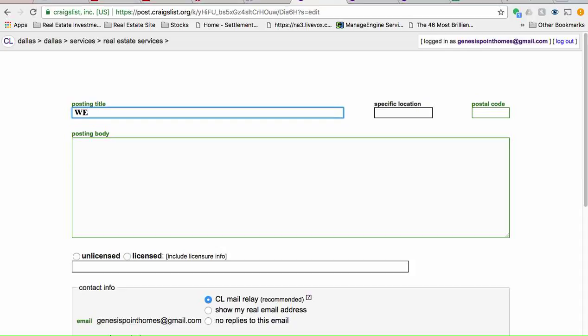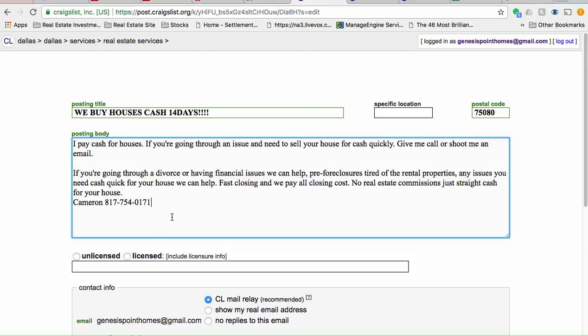I'm going to send you guys this template, but we buy houses, cash, 14 days. Bam. All right. Go to your postal code, 75. And then what I ended up doing was, see if I still got it. Bam, I do. I ended up taking another guy's post and then just updating it.